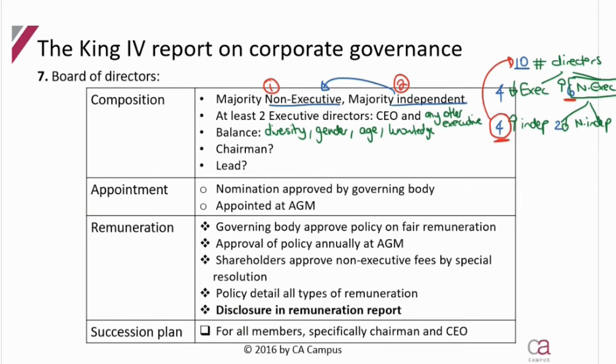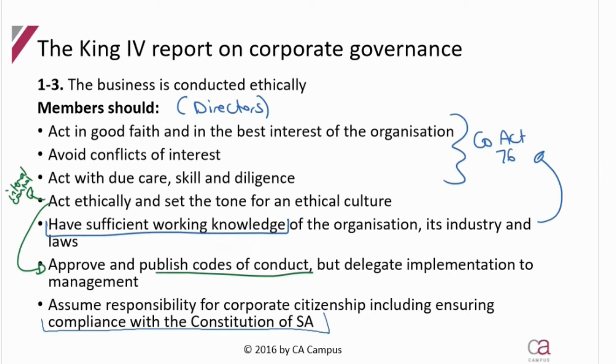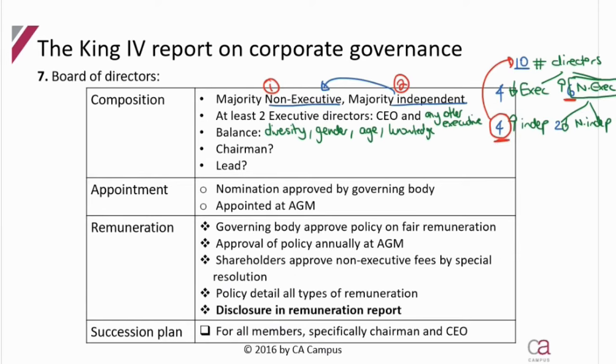I want you to have some women. I want you to have some different cultures, some different races. I want you to have different ages, different knowledge. But each of them, remember we've already said, have to have sufficient knowledge of the industry and the business. Okay, we put that in principles 1 to 3. There we said they have to have sufficient knowledge. The organization, its industry, its laws. So we've got to make sure that these members who are diverse have that knowledge.